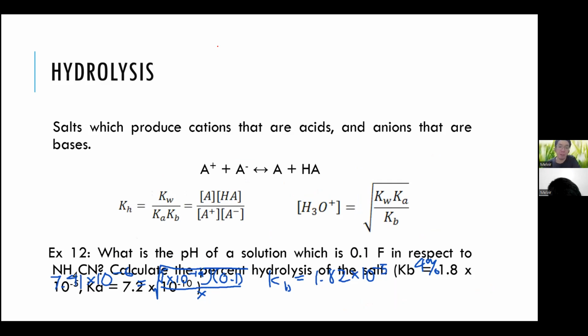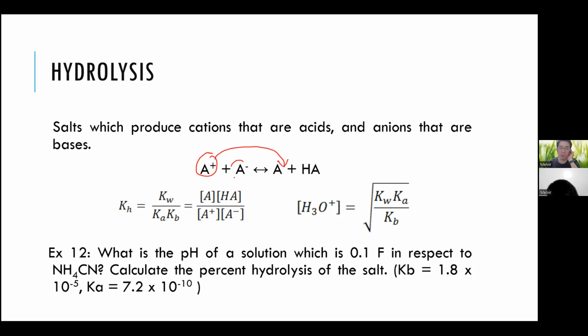Next. So, it's me again. Okay. So, salts which produce cations that are acids and anions that are bases. If you will notice here, there are two of them at the same time. You have an A plus which will act as a base, then you have an A minus which will act as its weak acid.